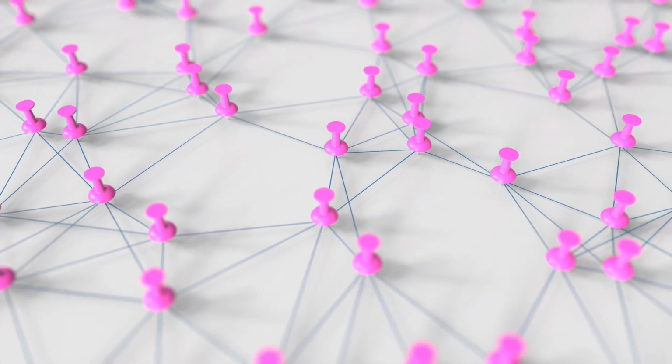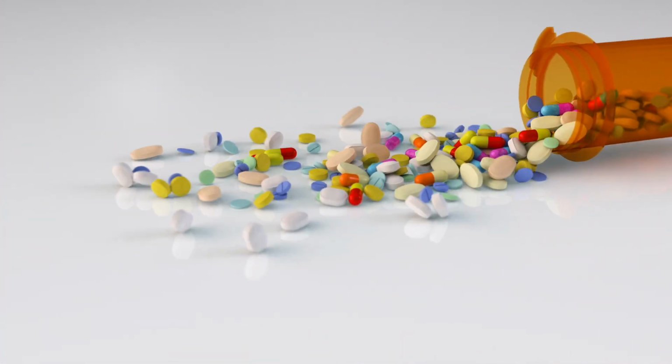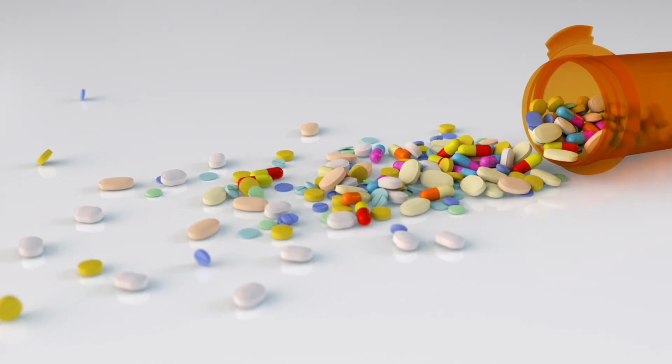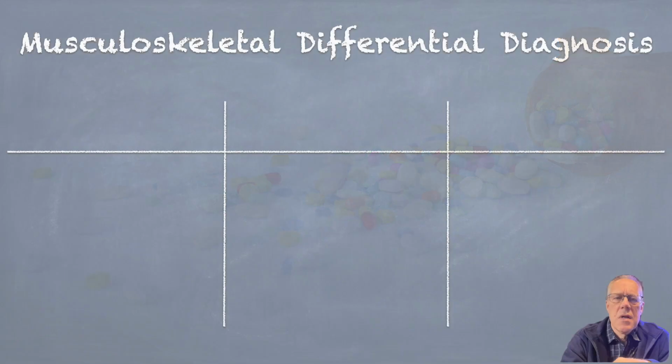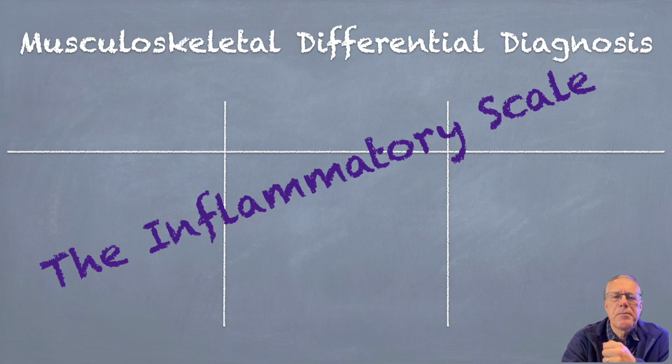Sometimes they're interconnected, sometimes they're separate. How do you figure out what's going on without just throwing a bunch of pills? Because non-steroidals are very toxic. Prednisone is very toxic. You need a targeted approach, and today we're going to give that to you. We're going to do musculoskeletal differential diagnosis using something called the inflammatory scale.